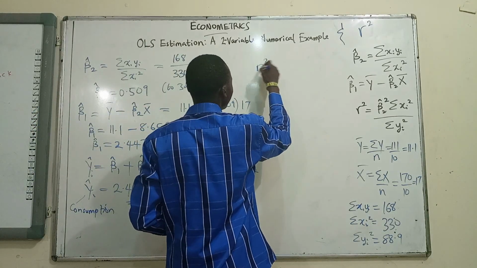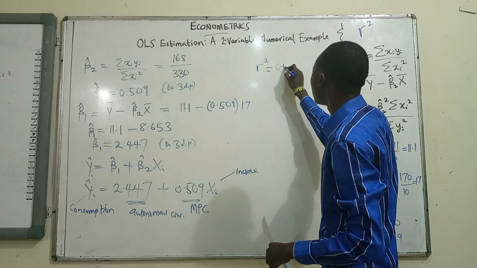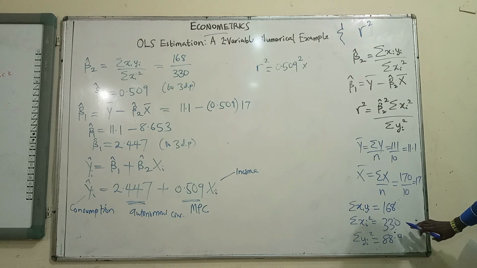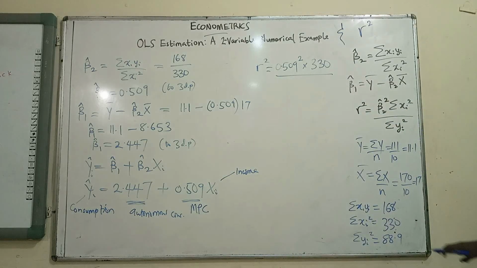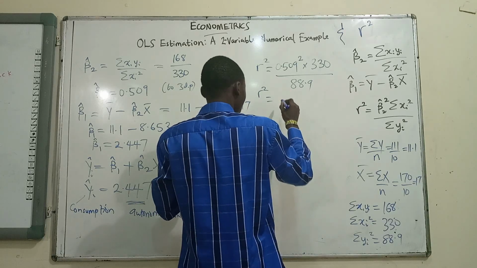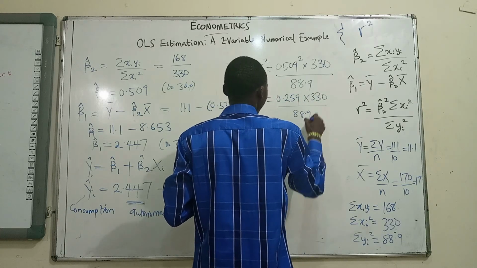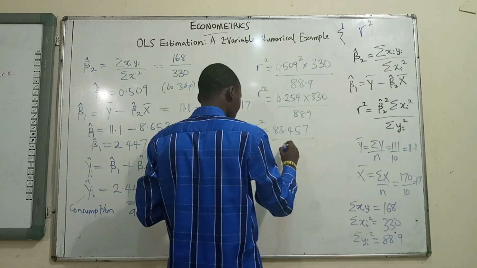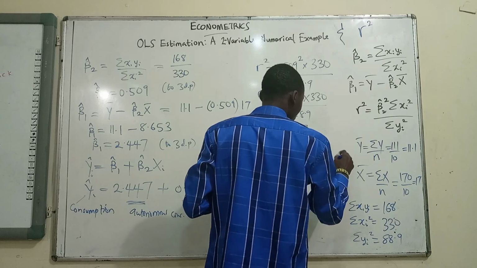Okay, so calculating our R squared, beta 2 squared, we calculated our beta 2 as 0.509. So this will be 0.509 squared times summation xi squared, which is 330, divided by summation y squared, which is 8.9. So our R squared will be 0.509 squared, approximately 0.259, times 330 divided by 8.9. Our R squared will be 85.457 divided by 8.9, and our R squared is finally 0.96, approximating to 2 decimal places.